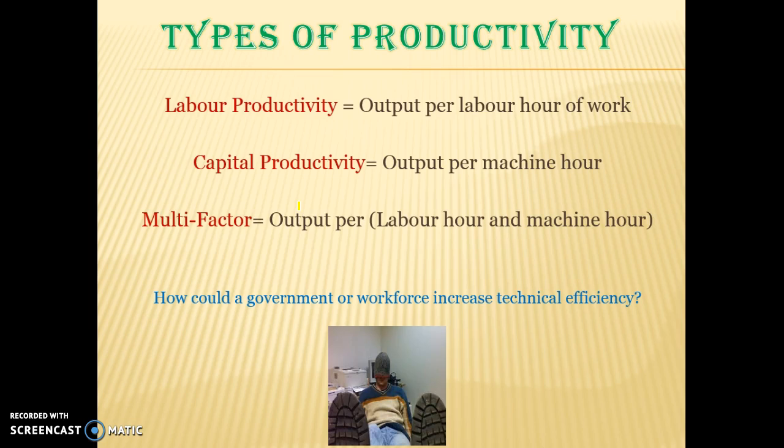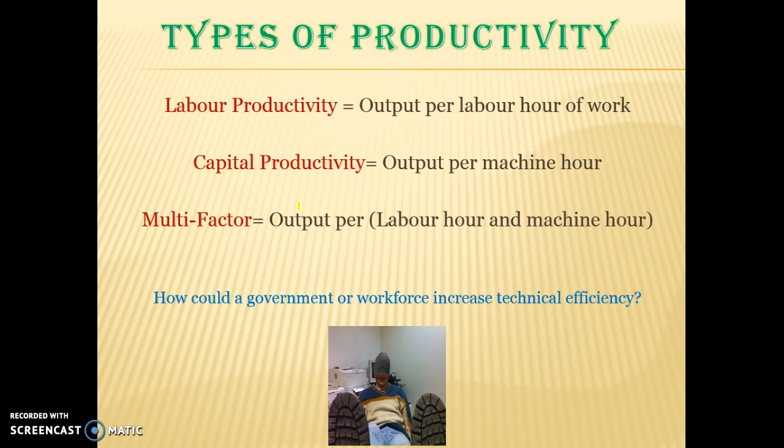Types of productivity you need to be aware of. Labour productivity is output per labour hour of work. We have capital productivity, which is output per machine hour. So how much output are we generating per machine? And then there's multi-factor productivity, which is a measure of how much our total output is when we combine labour hours and machine hours. How could a government or workforce increase technical efficiency?